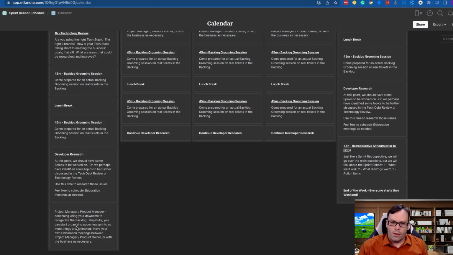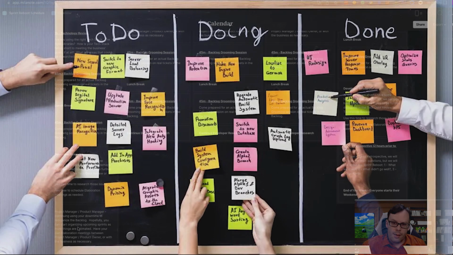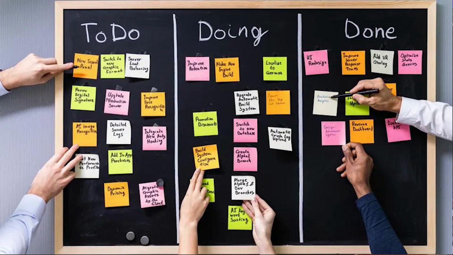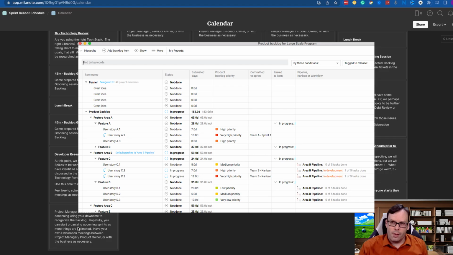And then of course I will encourage the product owner and project managers to continue using any downtime you might have during this reboot to reorganize the backlog, reprioritize the backlog, get more stories into the backlog, start building up this list of spikes or review topics, research topics that the developers are coming up with, and getting that all organized into the backlog in the project management system so that we can start discussing them moving forward.